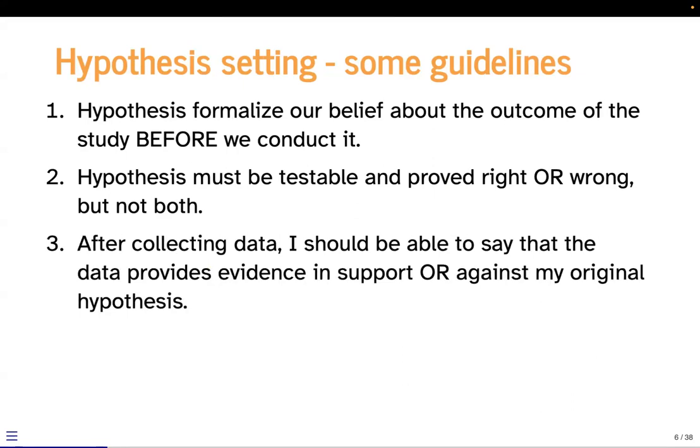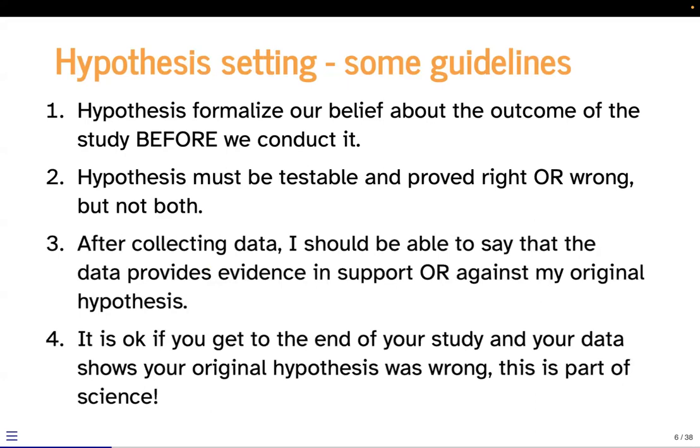So after you collect that data, you should be able to say that the data either supports, has evidence in support of or against the hypothesis. And sometimes it does happen, and depending on who's writing and the writing style, they would say, this was our hypothesis. We collected this data, and the data showed evidence against our hypothesis. So we update our, I guess, our belief about the system by using this approach. So it's okay if your data in the end shows that what you thought was going to happen didn't happen. That's part of science.